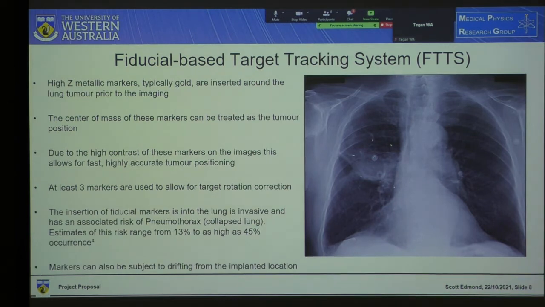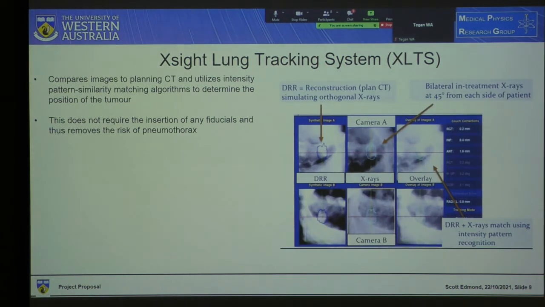Unfortunately, this does come with a risk of pneumothorax, which is lung collapse. So if you're inserting something into the lungs, there's a chance that you'll have lung leak into the space between the lung and the chest wall. And for patients that are already suffering compromised lung function, that's obviously not ideal. The markers can also sometimes be subject to drifting from the implanted location, which leads to inaccuracies in tumor location.